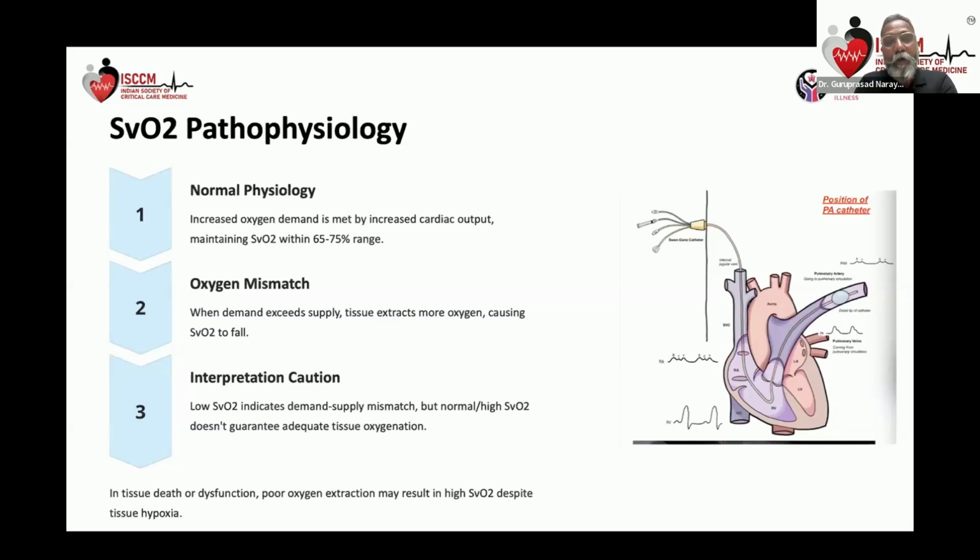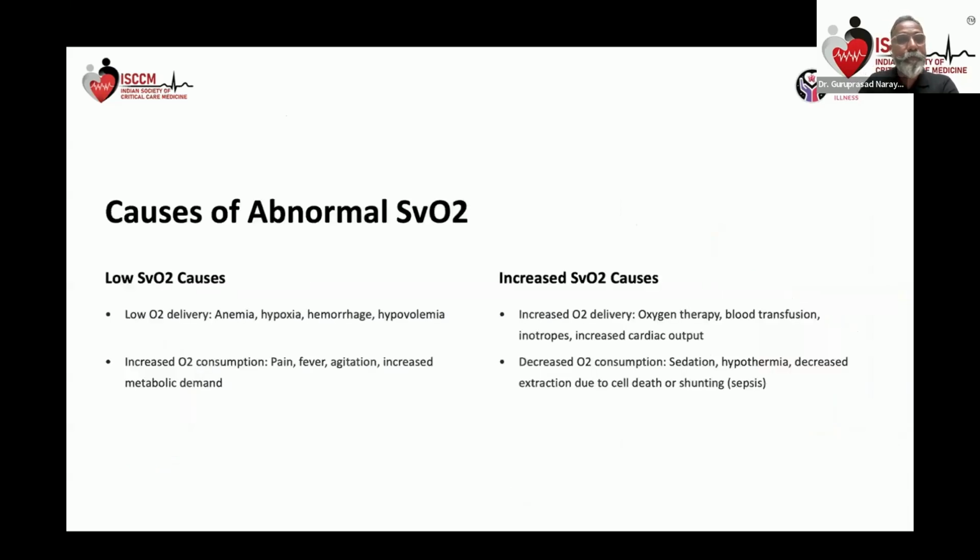But on the contrary, a normal or high SvO2 does not guarantee adequate tissue oxygenation. And the conditions in which you see a low SvO2 are anemia, hypoxia, hemorrhage, or hypovolemia, and when there is an increased oxygen consumption in conditions like pain, fever, agitation. At the same time, you can see an increased SvO2 if there is an increased oxygen delivery, like when you're giving oxygen therapy or a transfusion, or an increased cardiac output.